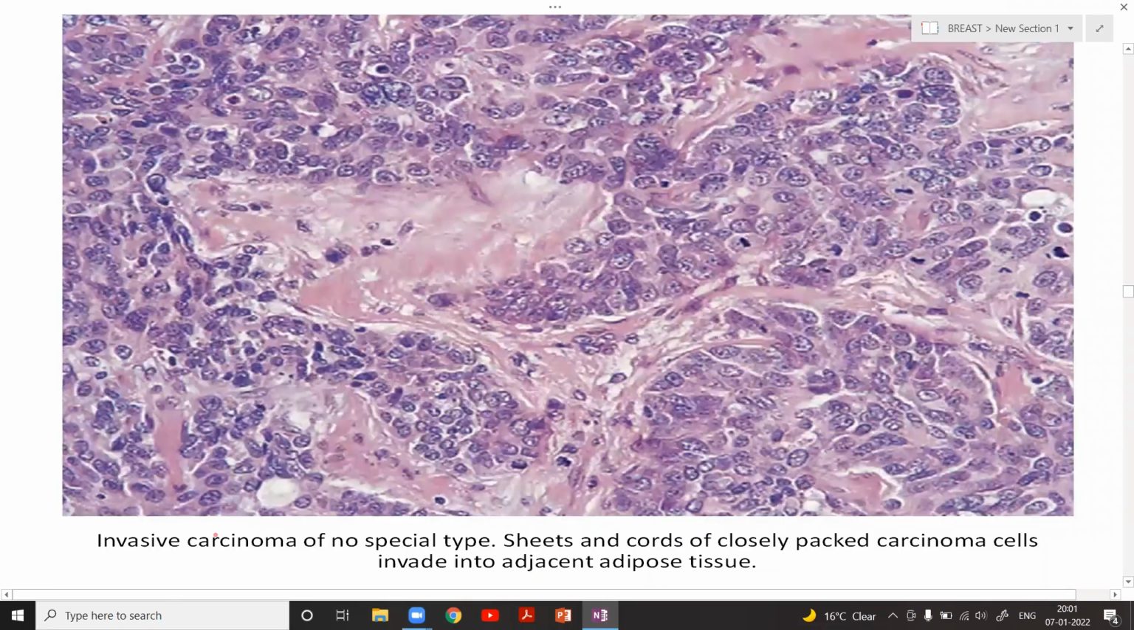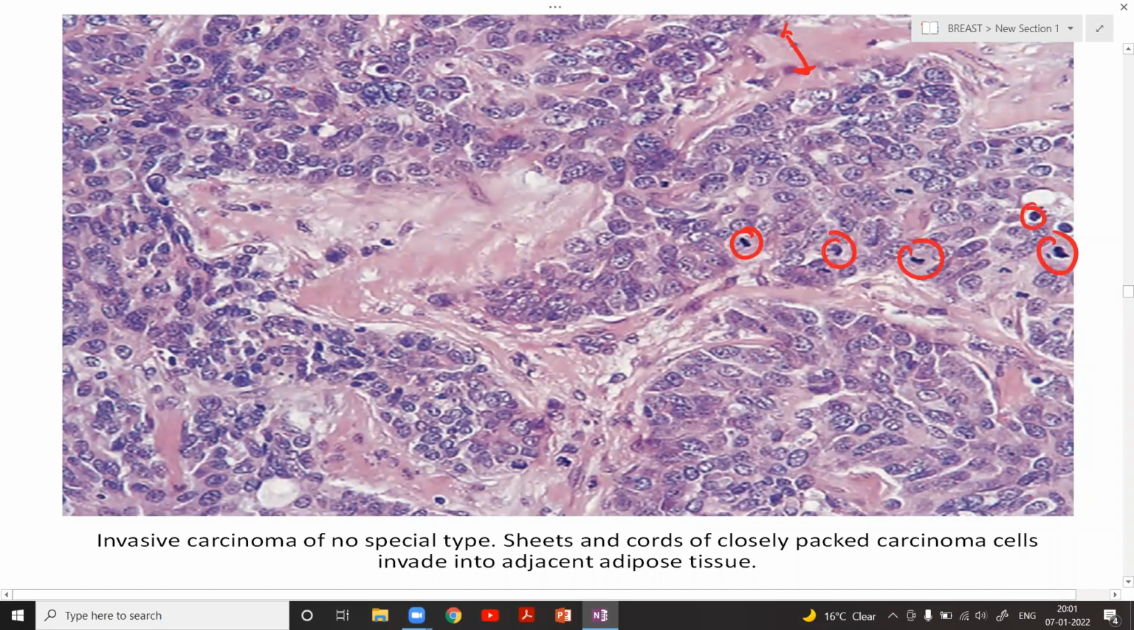Okay, so this is your invasive carcinoma of no special type. There is no special pattern as such. You can see in between there is a lot of desmoplasia that has developed. You can see the cells. There is a very high amount of mitotic figures, if you can appreciate.